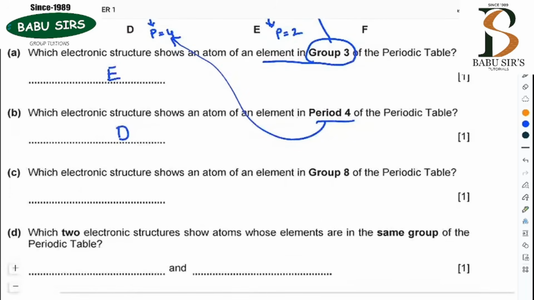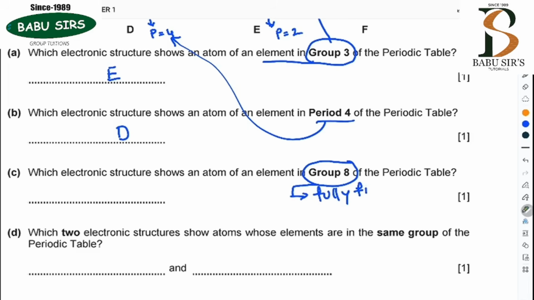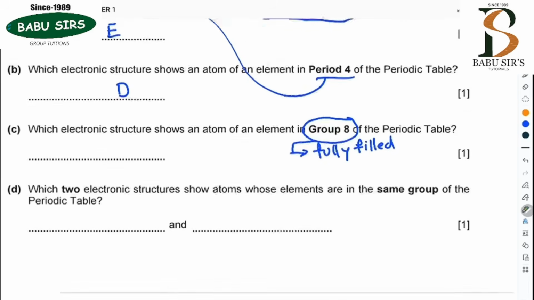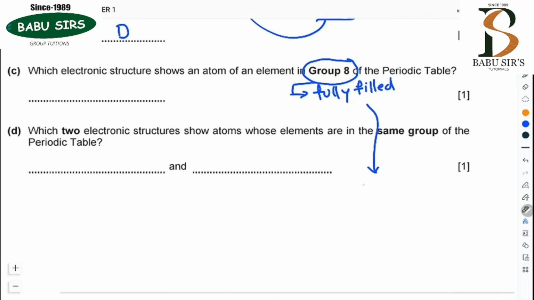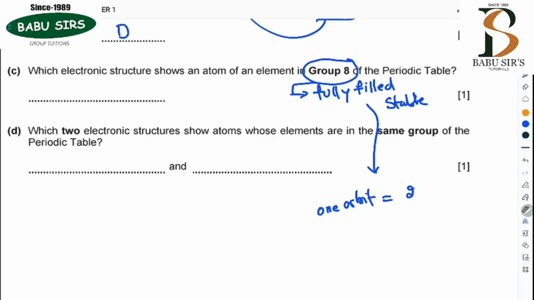Which electronic structure shows an atom of an element of group 8? Now what is a group 8 element? Group 8 element means it is fully filled. So what is the definition of fully filled? Fully filled means it is stable. If it is only one orbit, so the stability is 2 electrons.